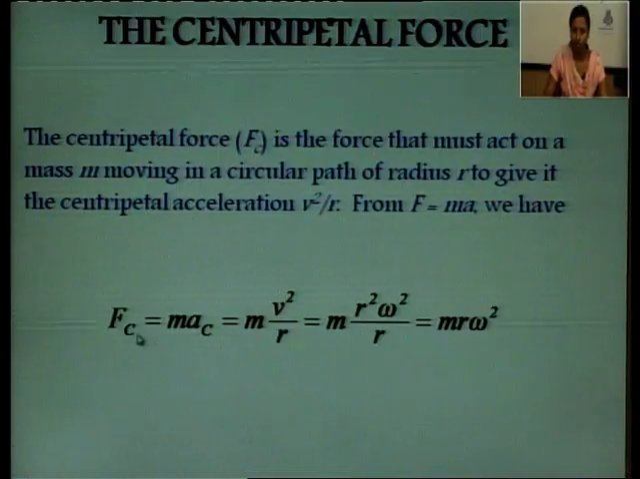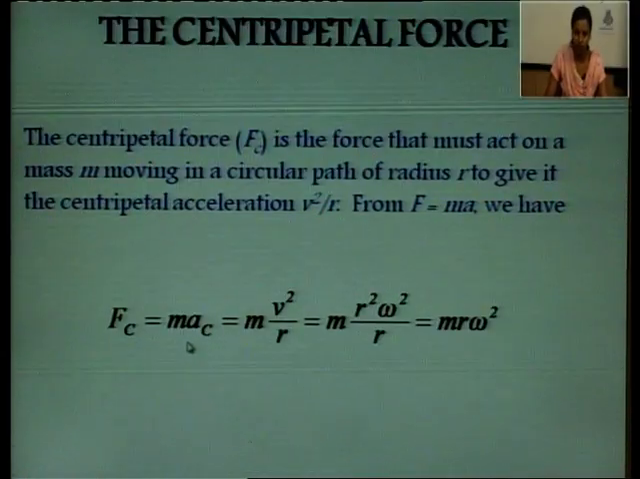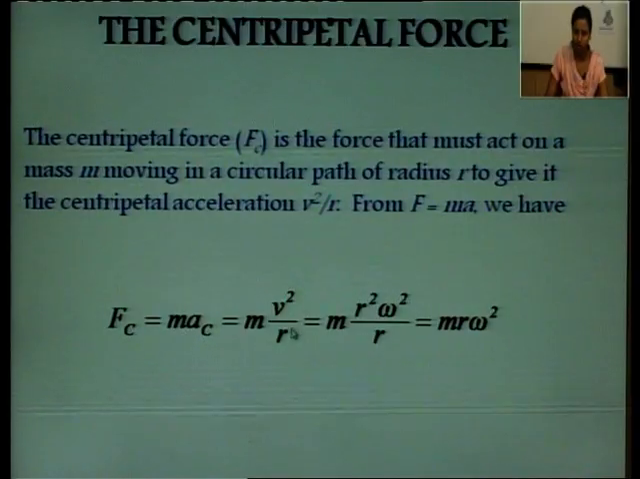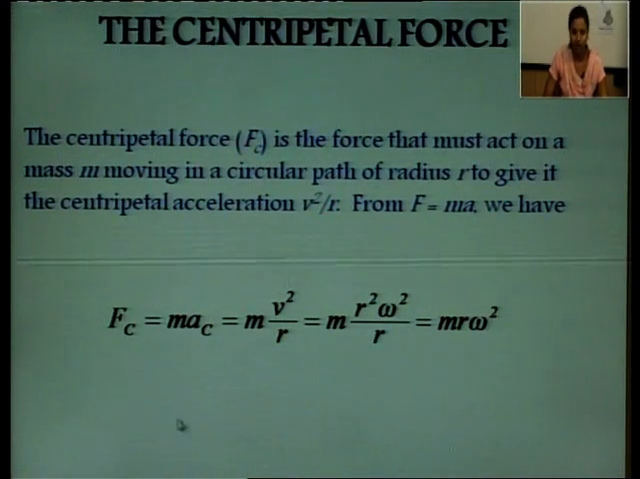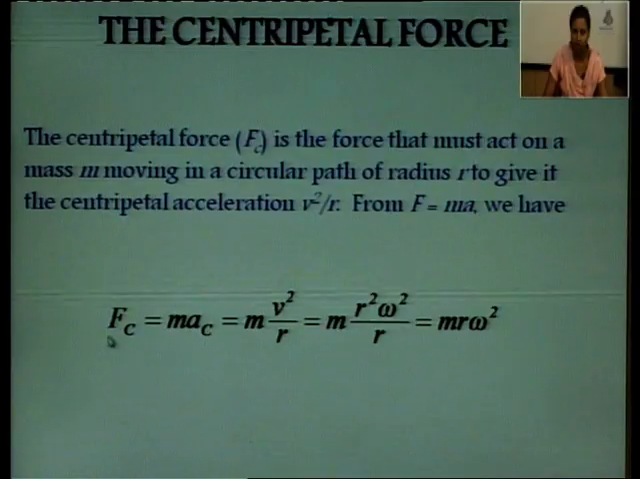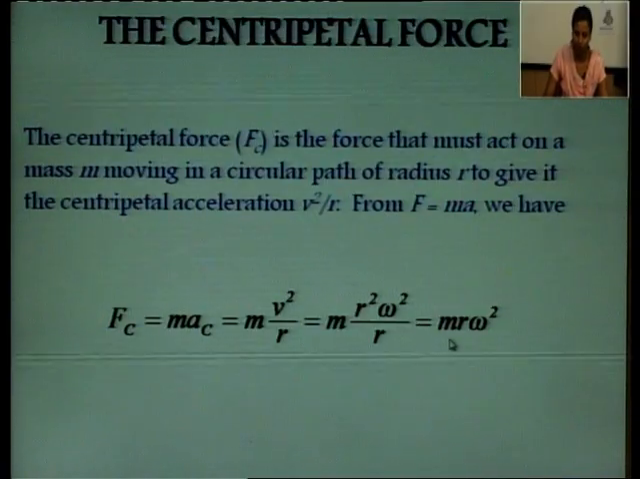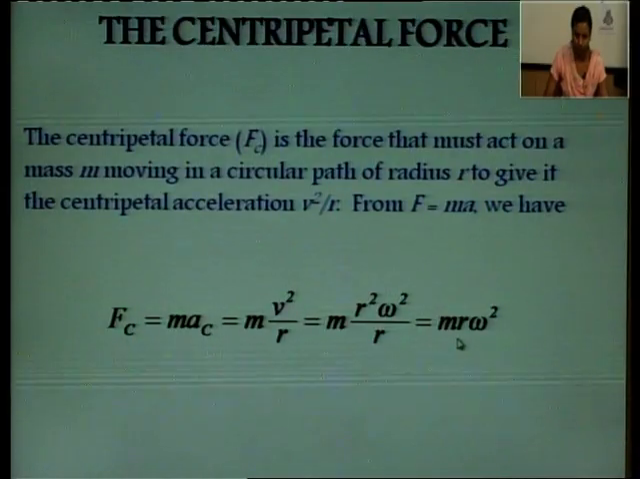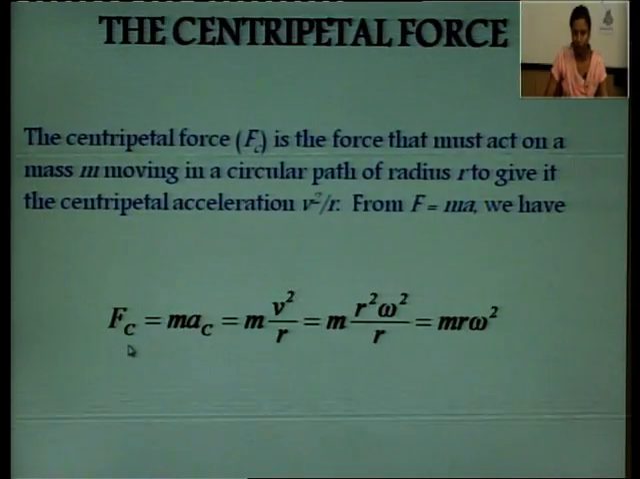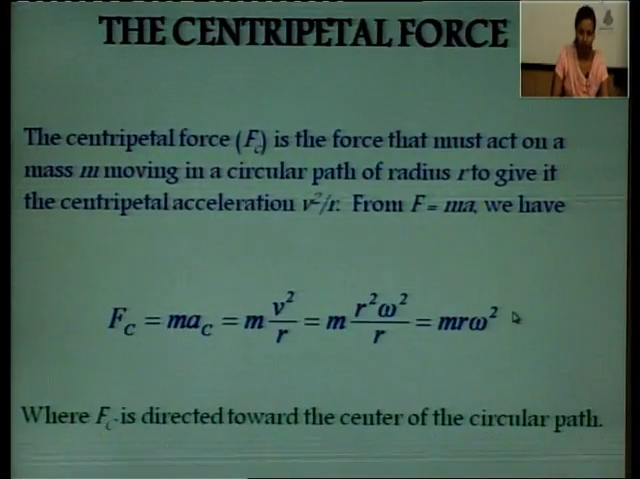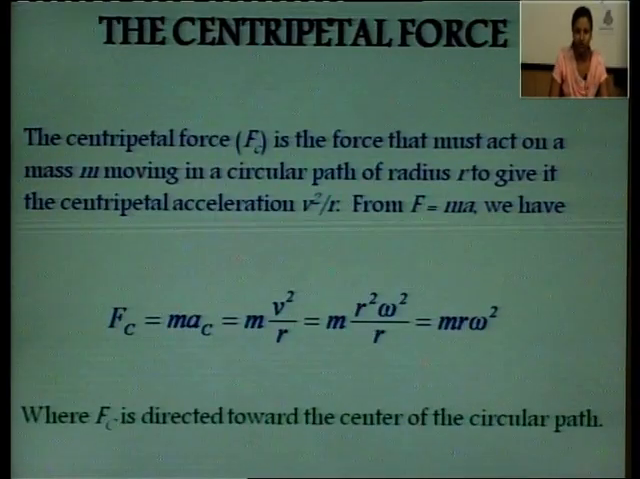So the centripetal force expression becomes Fc is equal to mac, mass into acceleration v square upon r. v is equal to r omega, so Fc is equal to m r omega square. This is a very important expression for the centripetal force. M is mass, r is the radius of the circle and omega is angular velocity. So centripetal force is m r omega square, and its direction is always towards the center.